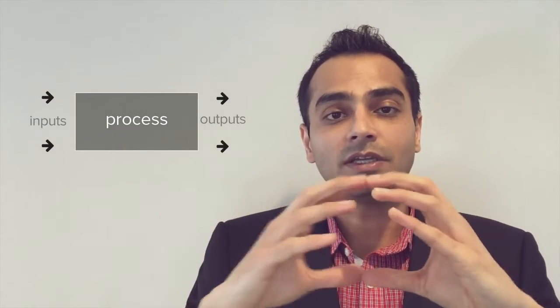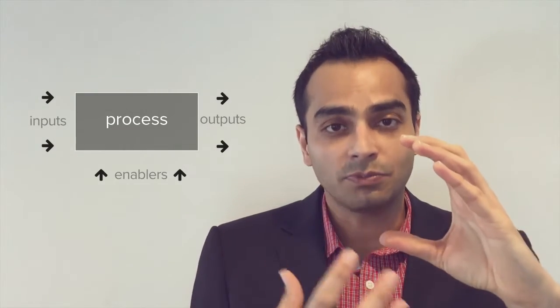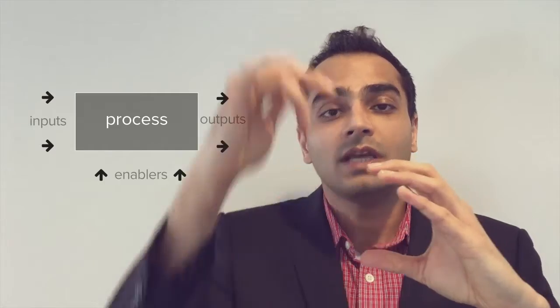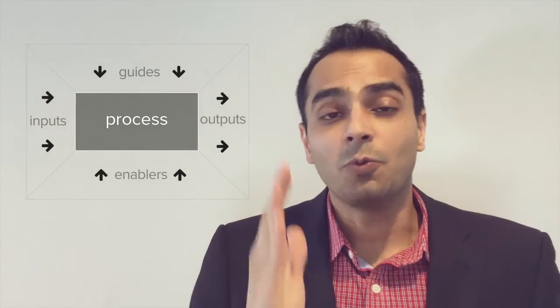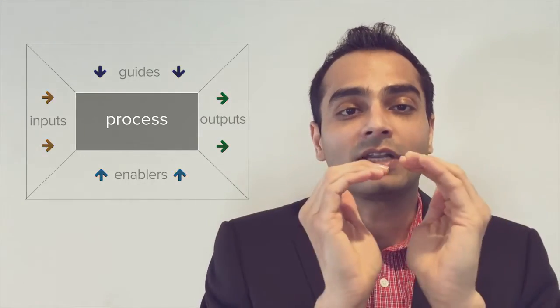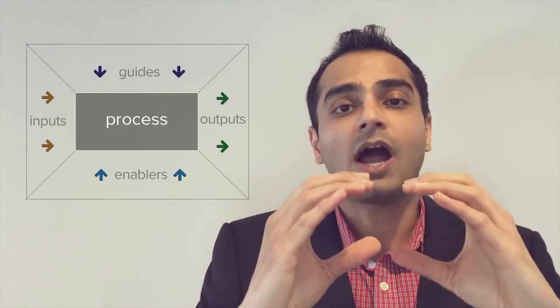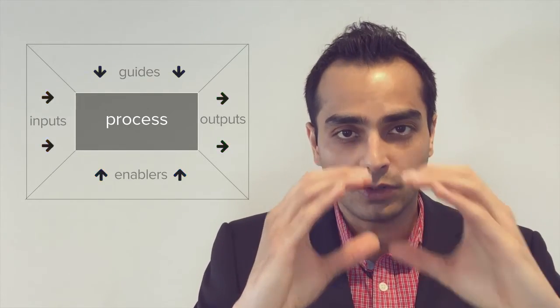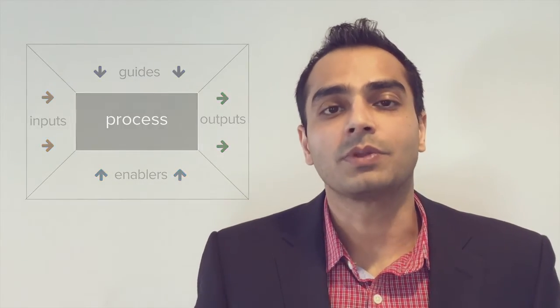So think of it this way: a box in the middle, a black box called the process, with your inputs coming in, your outputs leaving, your enablers supporting the process, enabling the process, and your guides guiding the process. With these elements, you have a nice framework of how your processes look. This helps you scope the process.